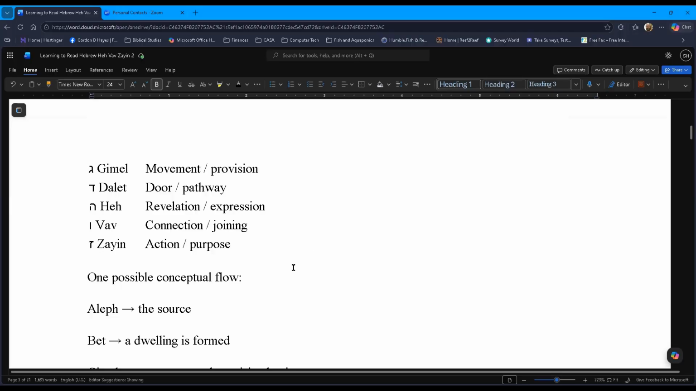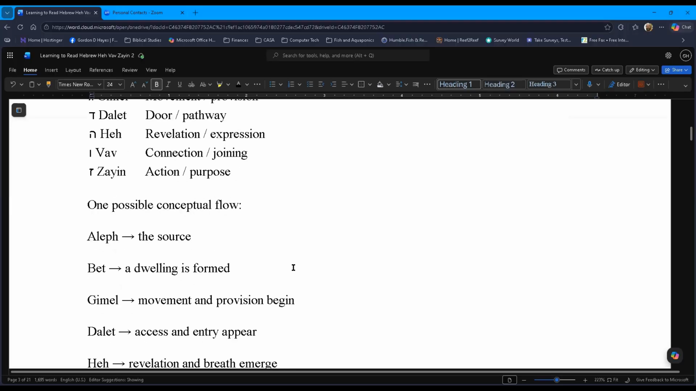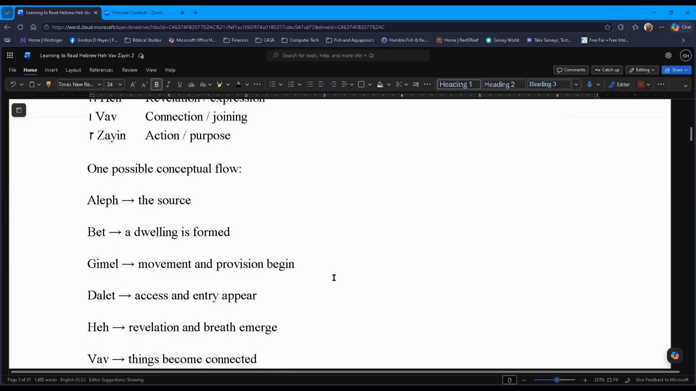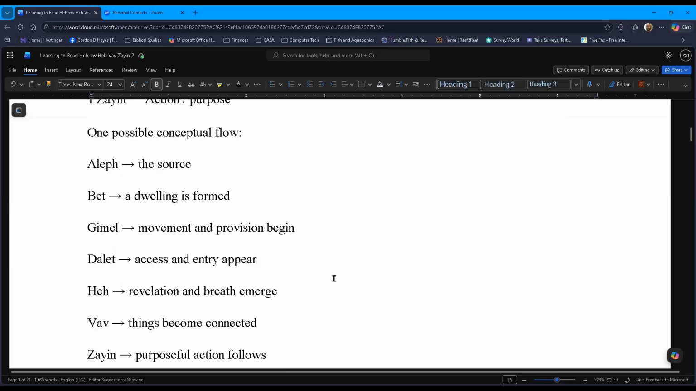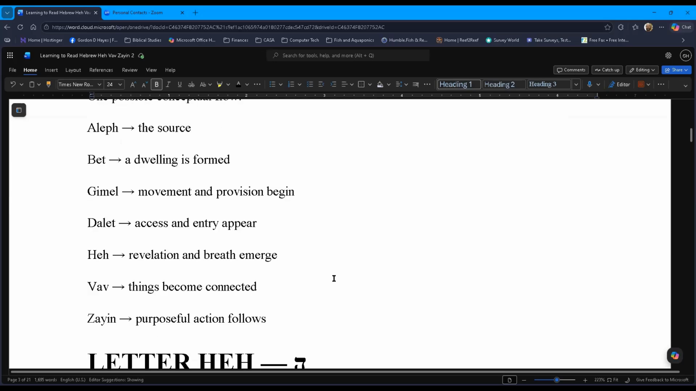So, one possible conceptual flow is the source, a dwelling is formed, movement and provision begin, access and entry appear, revelation and breath emerge, things become connected, and purposeful actions follow. So we can see the progression of the letters of the alphabet actually kind of paint a picture for us.